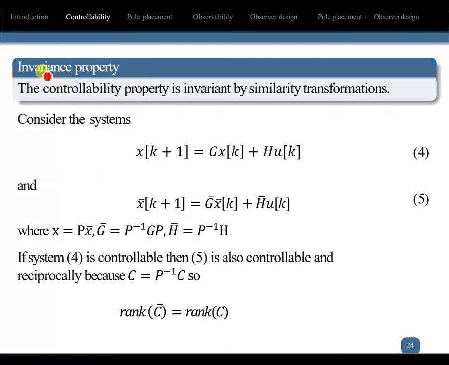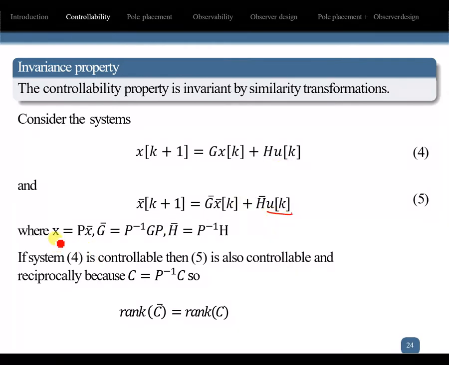Now we see the invariance properties. The controllability property is invariant under similarity transformations. Consider you have the system x(k+1) = G x(k) + H u(k), and you have x bar(k+1) = G bar x bar(k) + H bar u(k), with the same inputs.